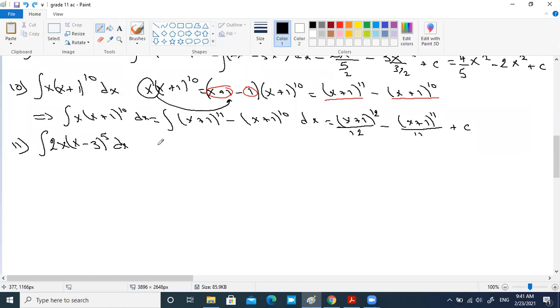شو رح أعمل؟ 2x into x minus 3 it is equal to 2 into x we write it x minus 3 plus 3 of power 5 into x minus 3 to the power 5 which is equal to, هاي عندك هون x minus 3 times x minus 3 power 5 you get x minus 3 to the power 6. 2 into x minus 3 to the power 6 plus 3 x minus 3 power 5, وفي عندنا هون 2 يعني plus 6.